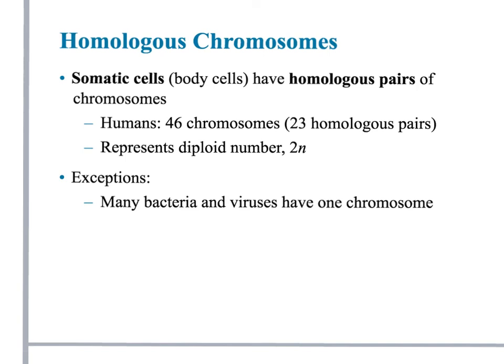So 2 times 23 is 46. So again, our n number is 23. And the exceptions are bacteria and viruses have one chromosome, so they don't have a pair.